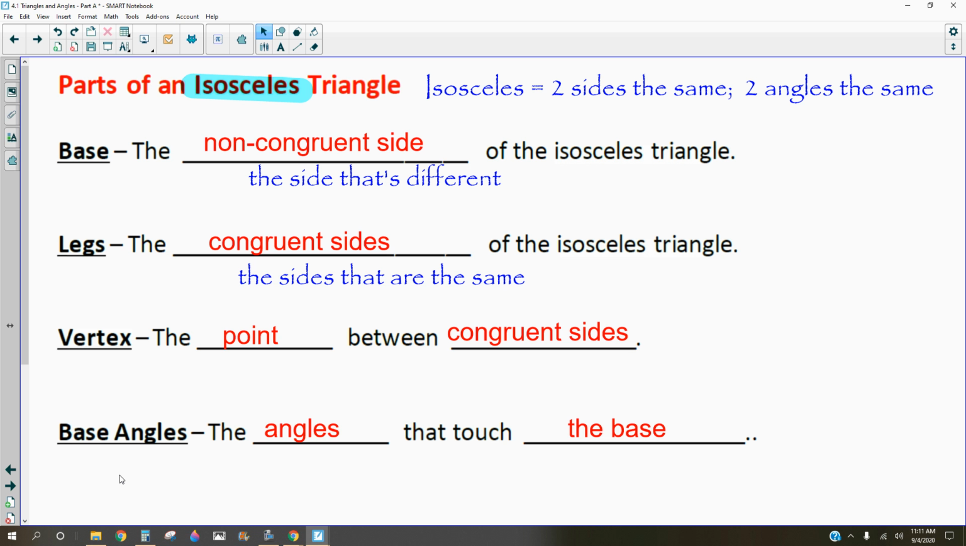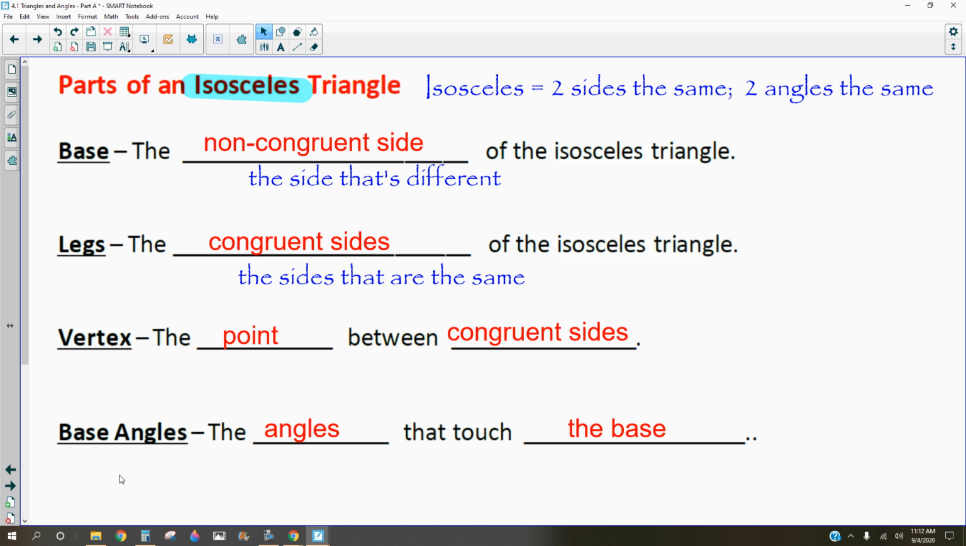There are some special names for isosceles triangles we need to look at. Remember, isosceles is when two sides and two angles are the same. First of all, an isosceles triangle will have something called a base. A base is the side that's different than the other two. Remember, isosceles have two matching sides. So the third one that's different, that's called the base.